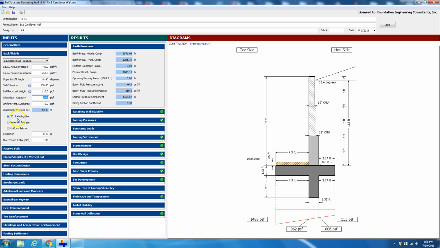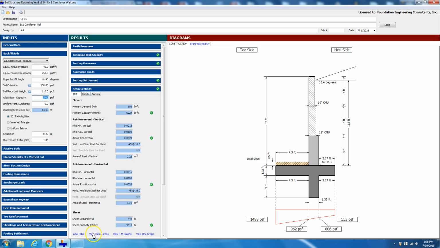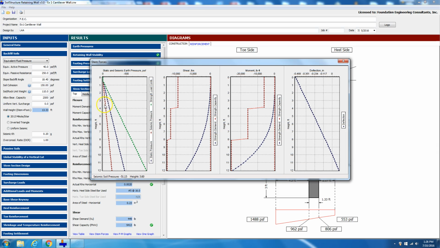We have 3 different methods of entering the seismic load. One is the seismic KH, and you can use the 2013 Nicola / CTAR method. If we were to go into the stem section and look at the stem forces, this blue line is the static earth pressure, and as you could see, the red line is your seismic earth pressure, and you can put it there, and then you'll see at the bottom here what the number is. So soil pressure at 12 feet for seismic is 189.75 PSF. This is based on research by Nicola and CTAR.